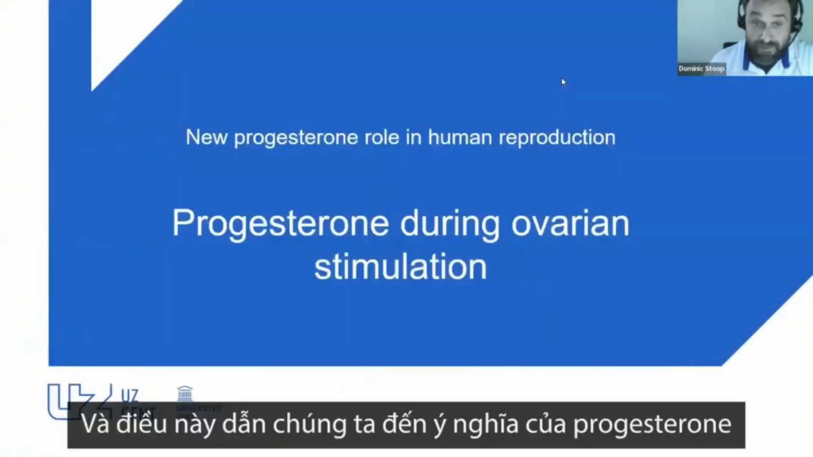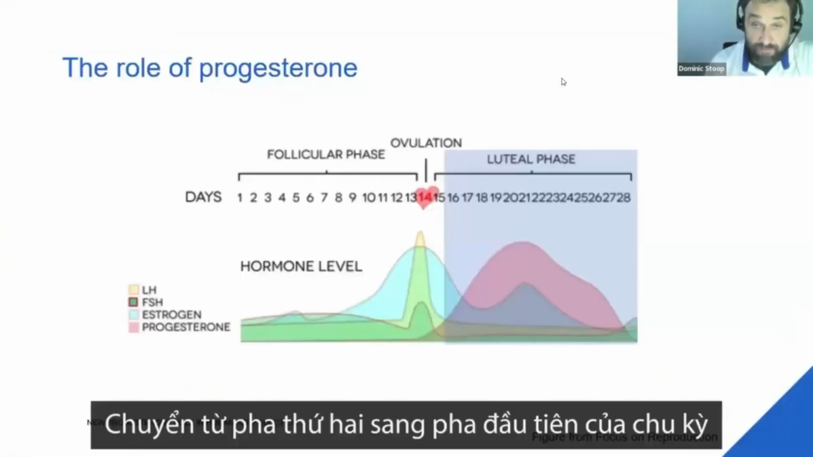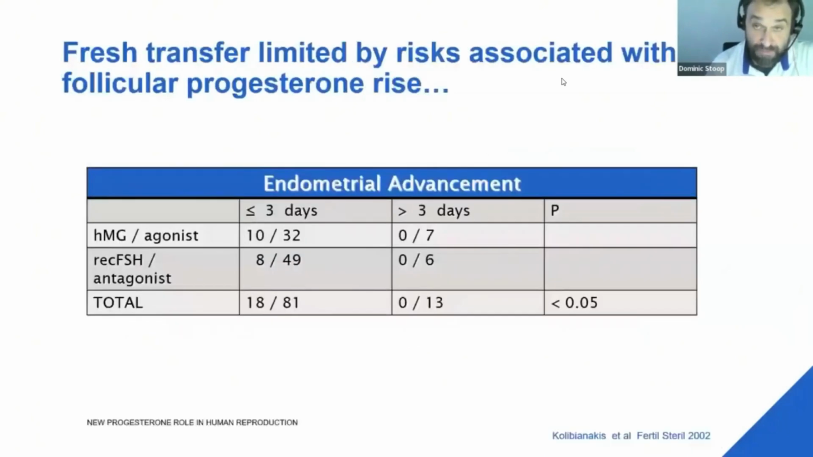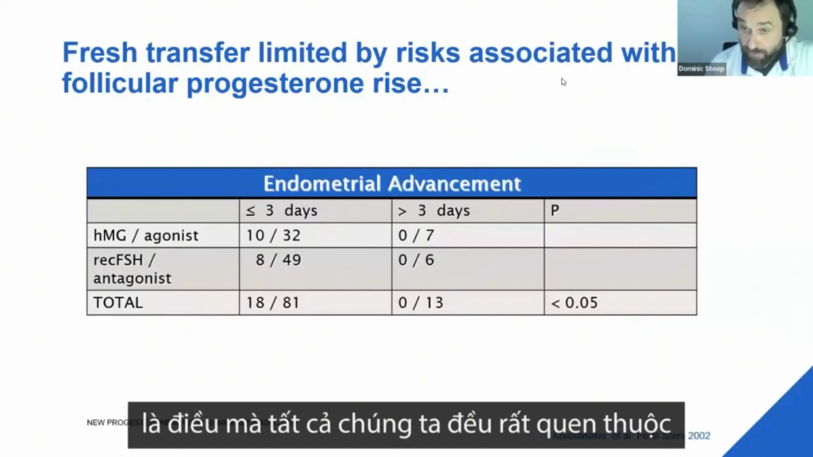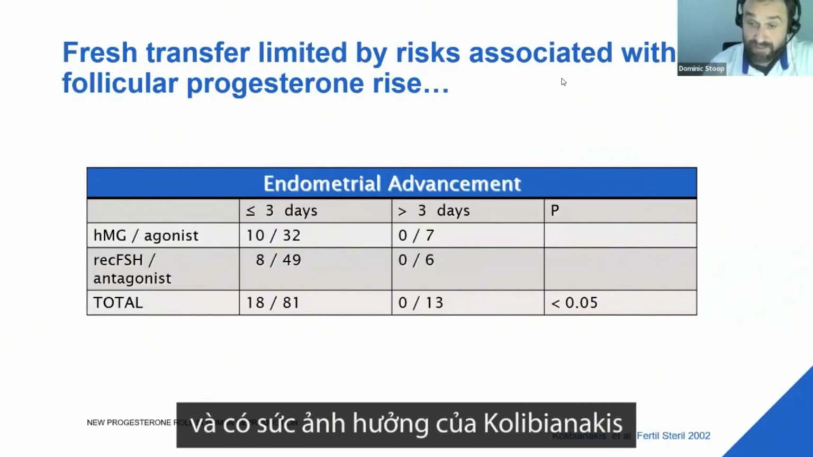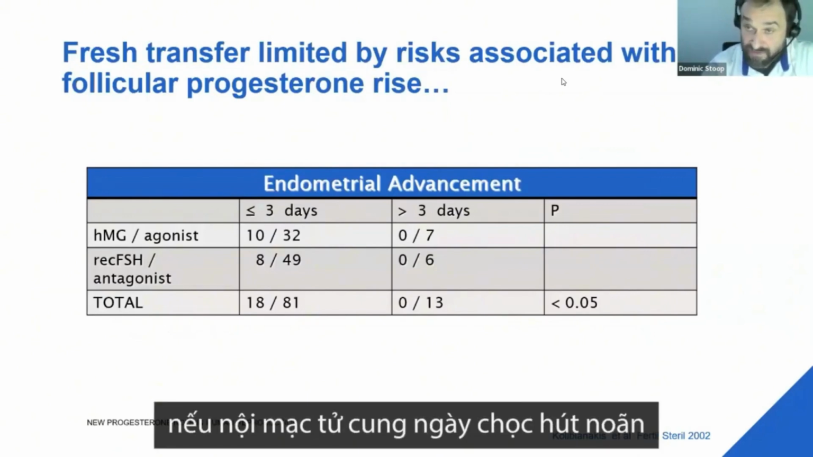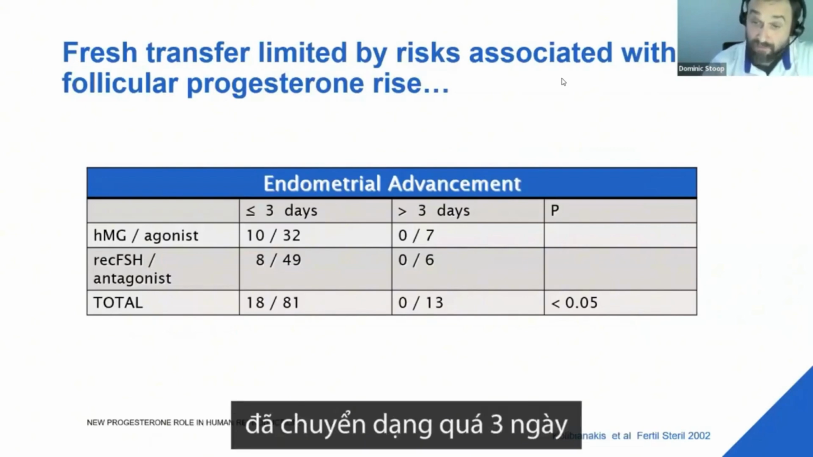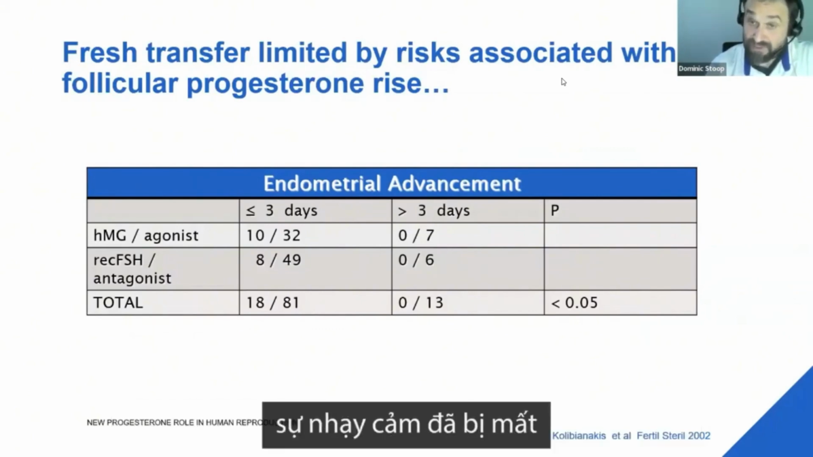So this brings us to progesterone during ovarian stimulation. It moves us from the second to the first part of our cycle. First, a word about the late follicular progesterone rise, which we're all very much familiar with. It is based on this beautiful, impactful paper from Kolibianakis from over 20 years ago, where he showed that an endometrium that is advanced because of ovarian stimulation for more than 3 days will no longer be able to receive an embryo, and so receptivity is lost.